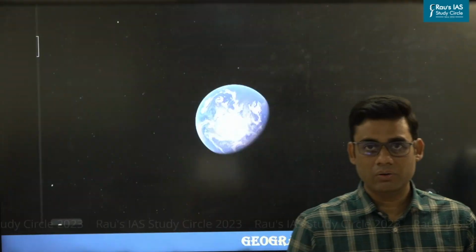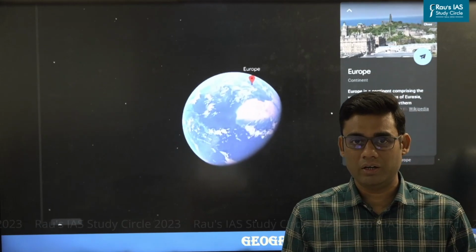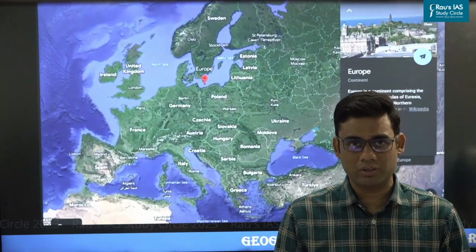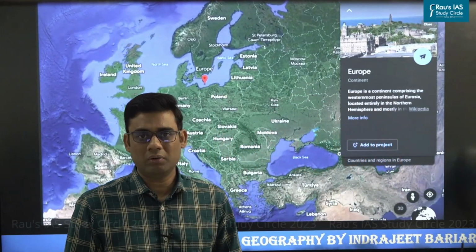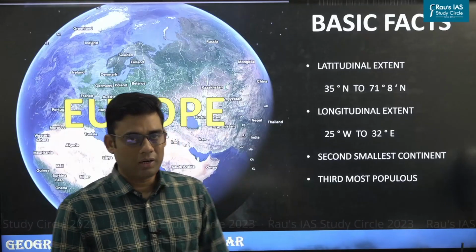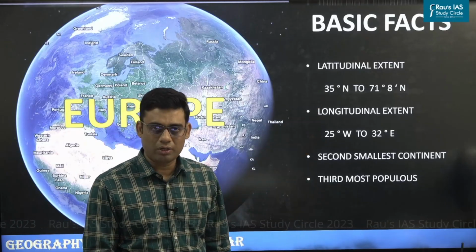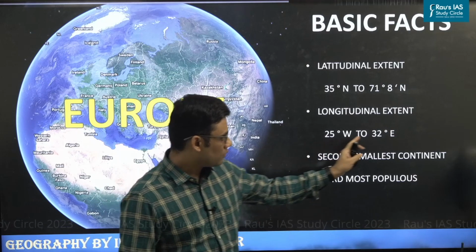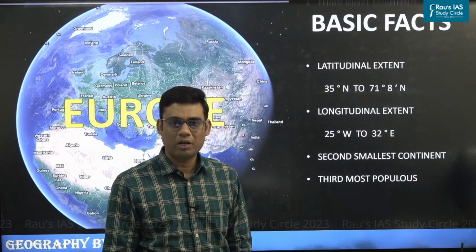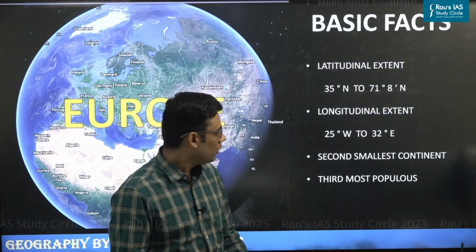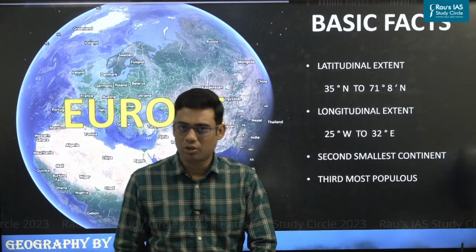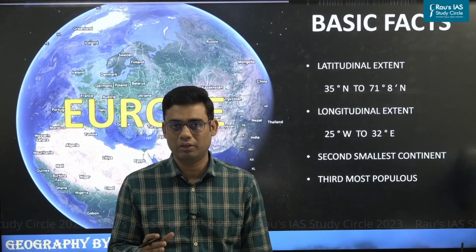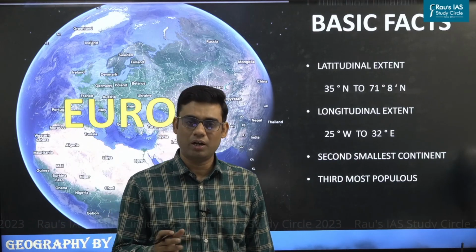So in today's video, we are going to take a look at the continent that is Europe, its physiographic divisions and other features of the continent. So first, starting with the basic facts about the continent. Europe extends almost through 36 degrees latitude as well as 15 degrees longitude. The prime meridian passes through this continent. Europe is the second smallest continent in the world, but yet it is the third most populous continent in the world after Asia and Africa.